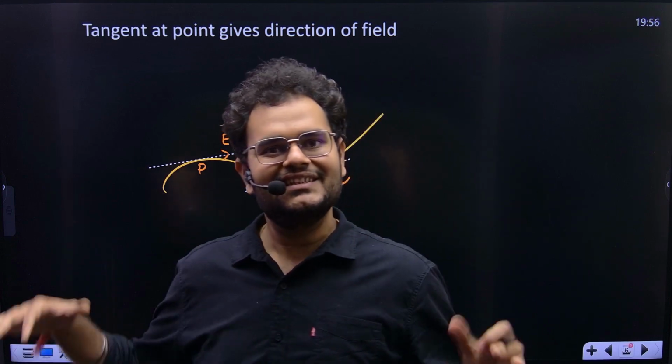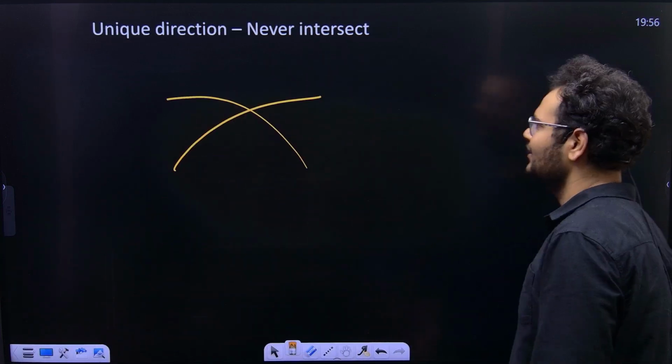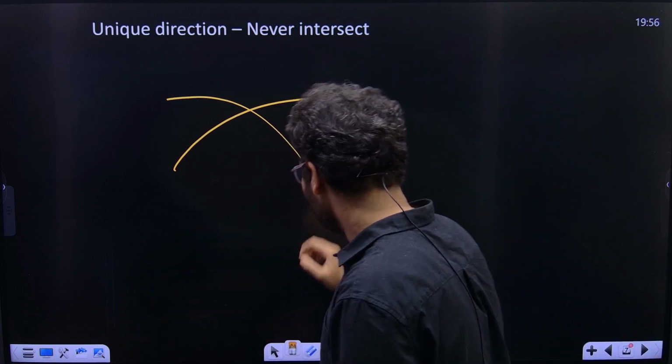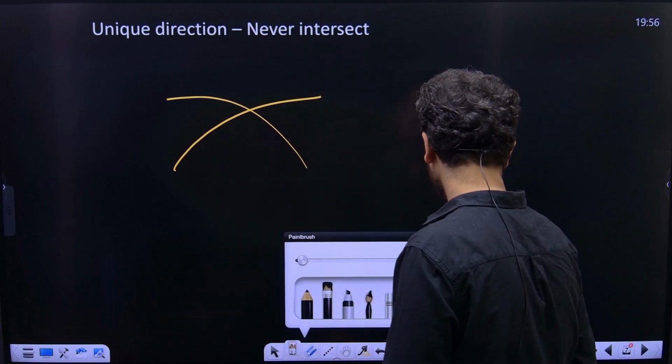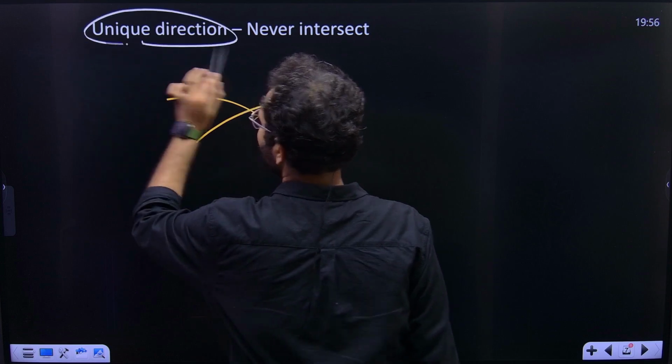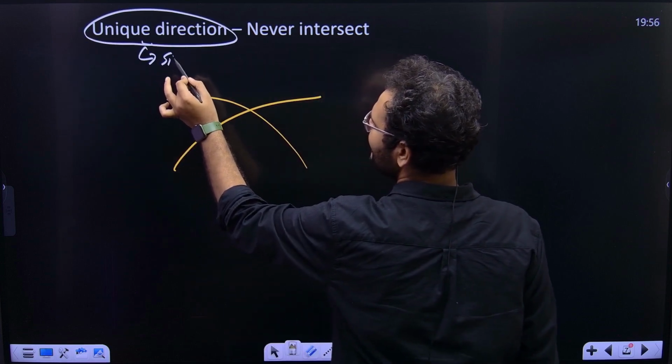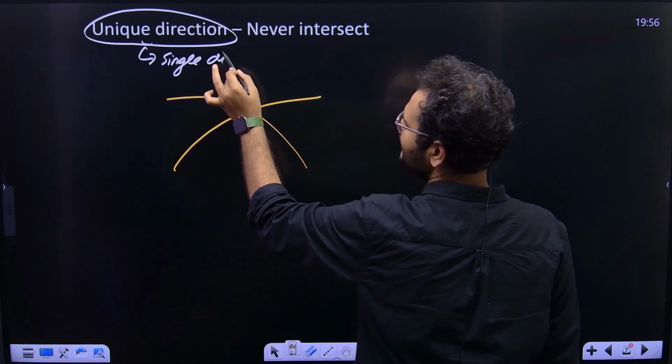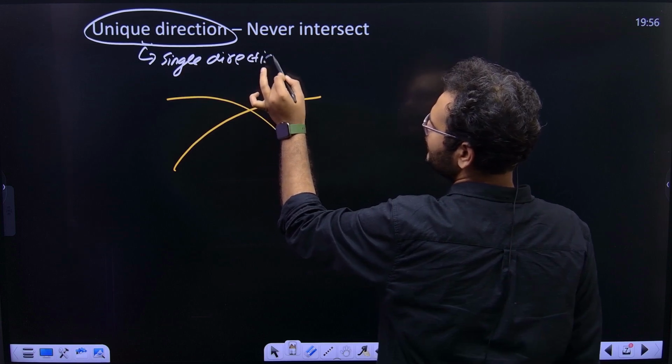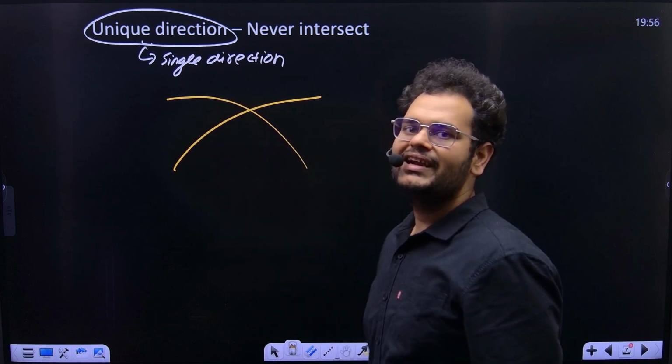So draw tangents and stay happy. Okay, what next, sir? Very important point is that electric field has a unique direction. What is meant by unique? Unique means single direction. How, sir?